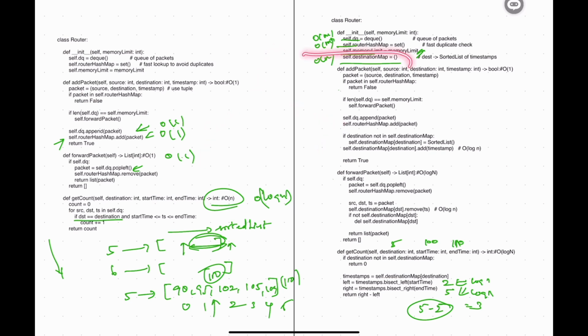Here we will have additional order of n space complexity, and forward packet and add packet will have an additional time complexity of log n. So both approaches have their pros and cons according to the use case. I hope this makes sense.